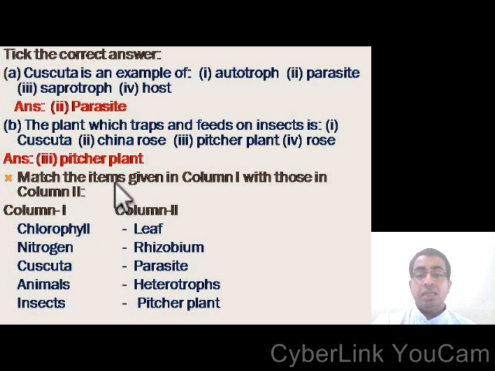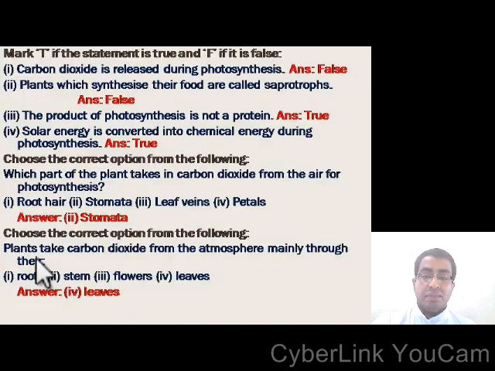Now match the items given in column 1 with those in column 2. Chlorophyll, of course, is present on the leaf surface. Nitrogen, rhizobium, because rhizobium bacteria are able to fix the atmospheric nitrogen. Cuscuta is a parasitic plant. Animals are heterotrophs. Insects, so pitcher plant catches insects.